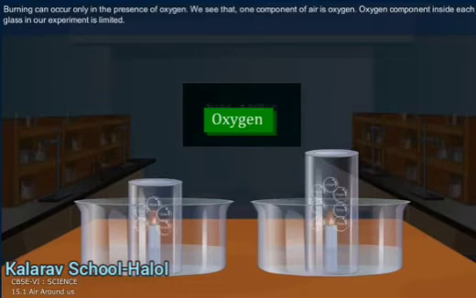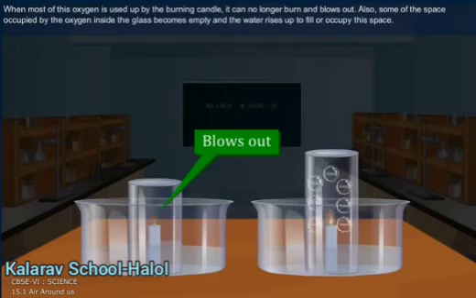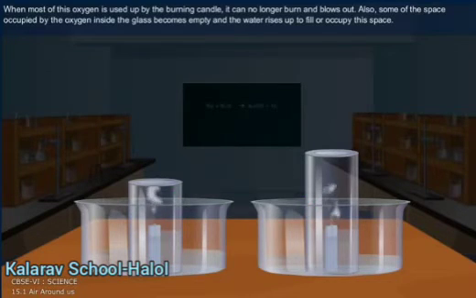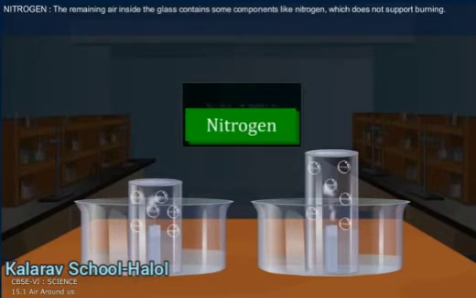Burning can occur only in the presence of oxygen. We see that one component of air is oxygen. The oxygen inside each glass in our experiment is limited. When most of this oxygen is used up by burning the candle, it can no longer burn and blows out. Also, some of the space occupied by the oxygen inside the glass becomes empty and water rises up to fill and occupy this space.